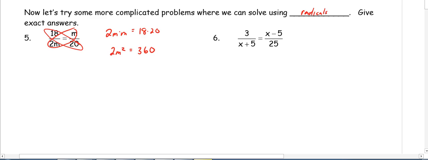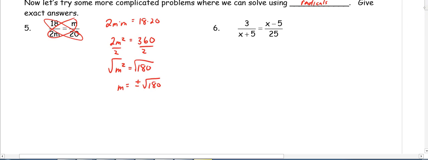So what we're going to do here is divide both sides by 2. We get m squared equals 180. So remember, to get m by itself, we're going to take the square root of both sides. So m equals plus or minus the square root of 180. And 180 is not a perfect square, so we need to break that down.